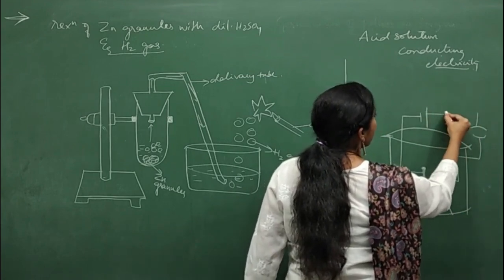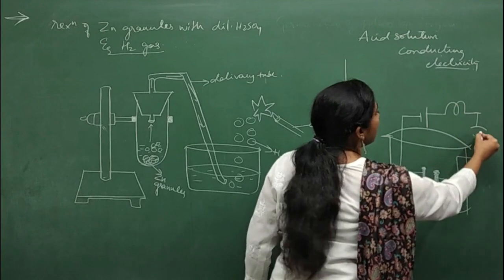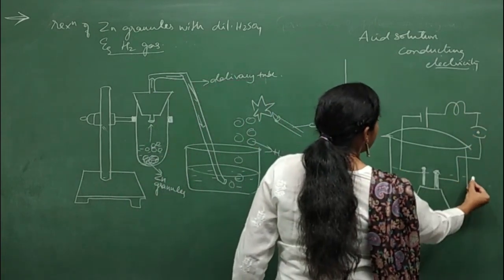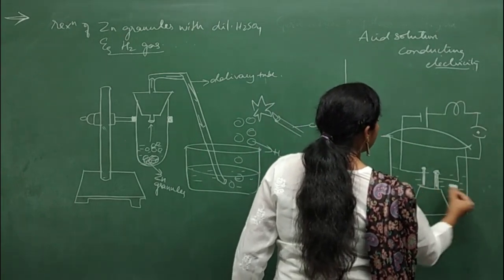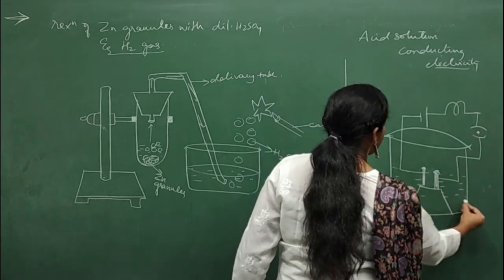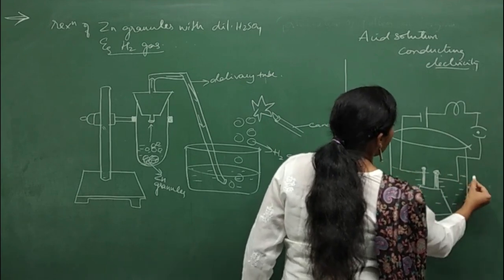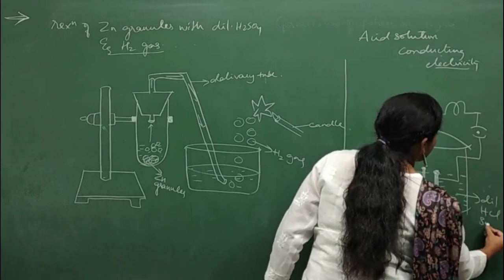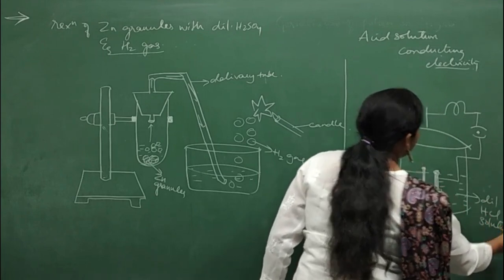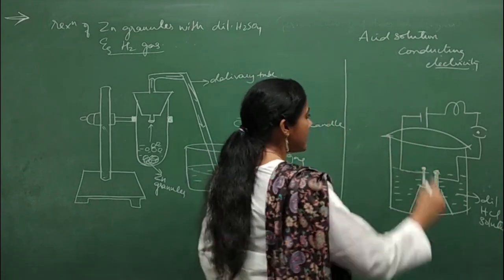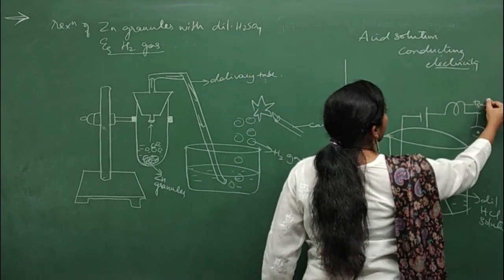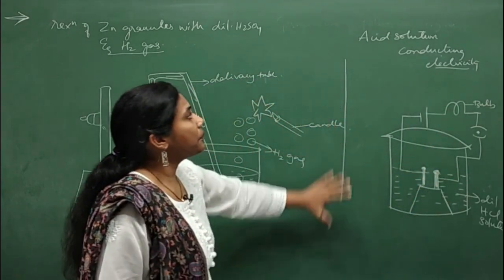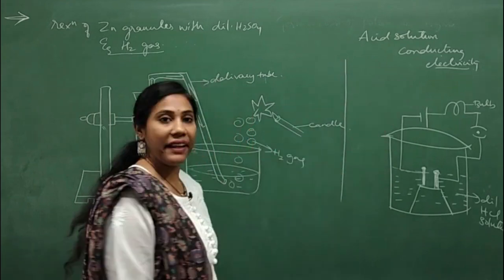This is the positive terminal. In between you will have a bulb, and this is the switch. This is your outline, and up to here the beaker is filled with acid solution, dilute HCl solution. These are iron nails, this is the bulb and this is the battery. This is the diagram of acid solution conducting electricity.